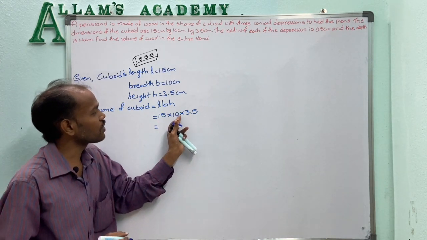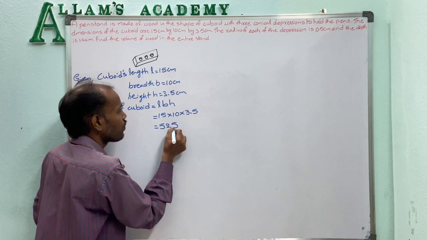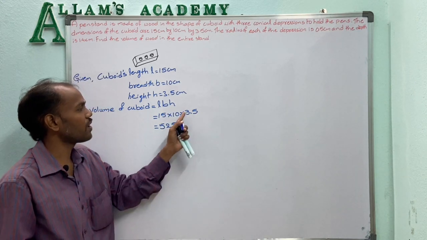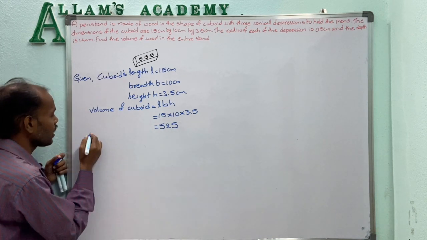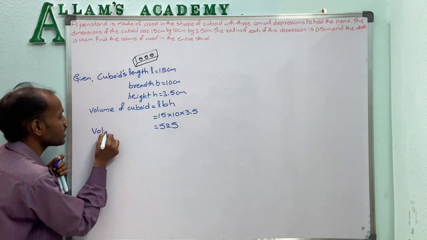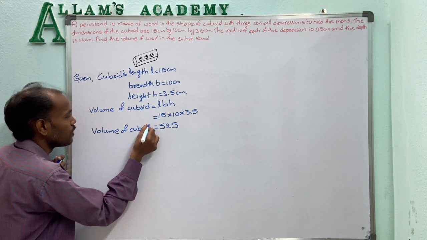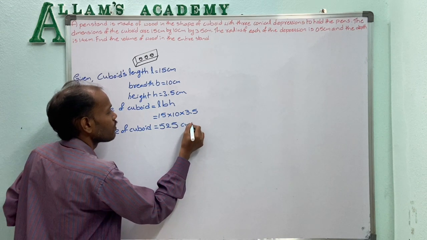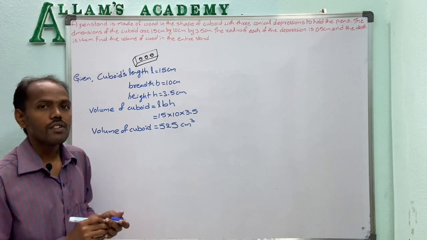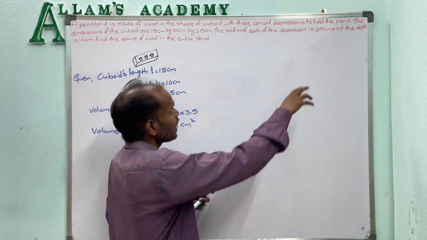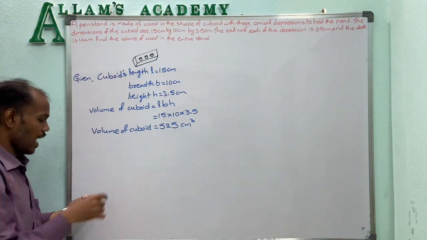So 15 into 10 into 3.5, that is nothing but 525. So 10 into 3.5 is 35, and 35 into 15 equal to 525. So the volume of the cuboid is equal to 525 centimeter cube. Now we have to find the volume of the cone. So for the cone, here given the radius and depth, that is nothing but height.